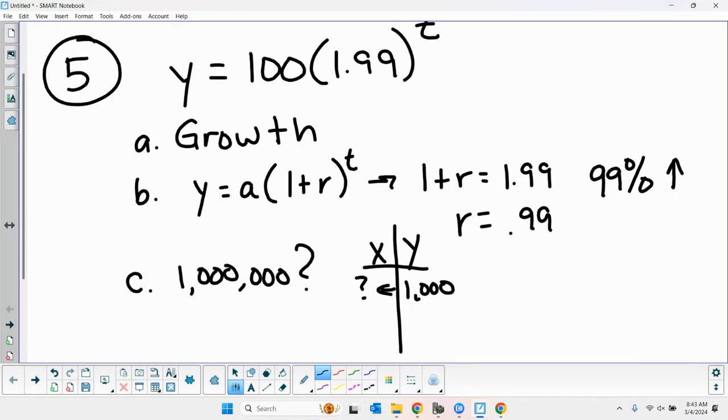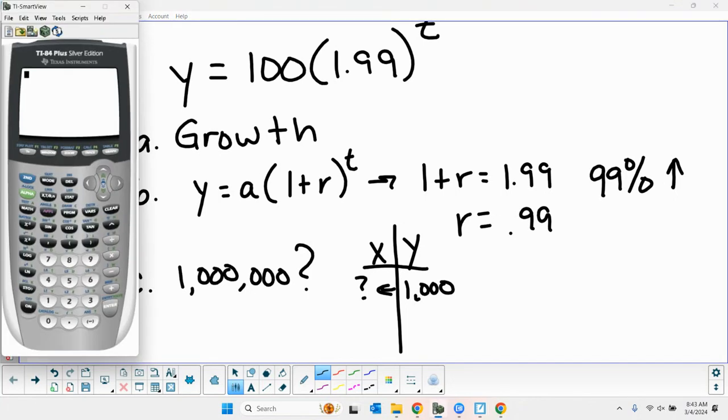So just go to your calculator and put that in your y equals. It's 100, and then 1.99 to the, we use x instead of t. Now we could put 1,000 here too. We've done it 2 ways. I'll do both ways. We can look at the table, or we can look at the graph and see where the 2 lines intersect, right? All right, let's do the table first.